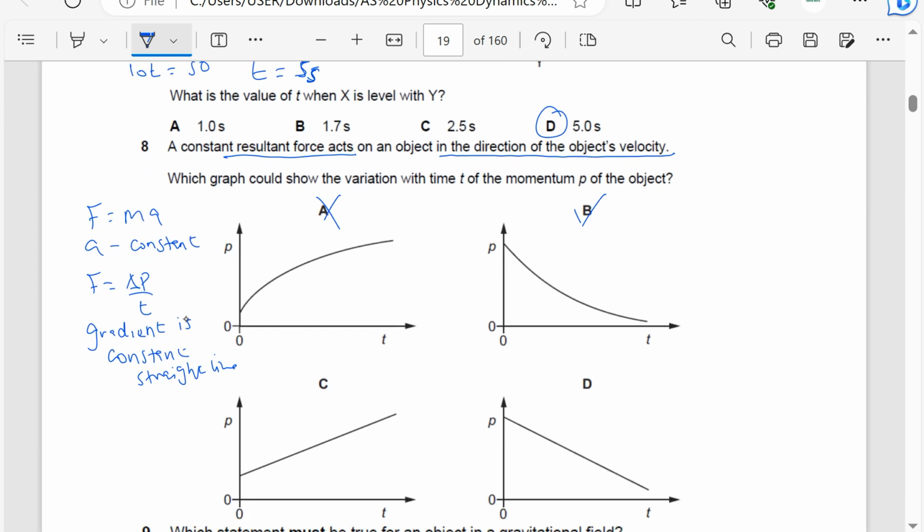But then the resultant force is in the same direction as the object's velocity, so it means the gradient must be positive. So this part here is telling us F is in the same direction as velocity. If the resultant force is in the same direction as the velocity, the acceleration is positive, so the gradient must be positive.